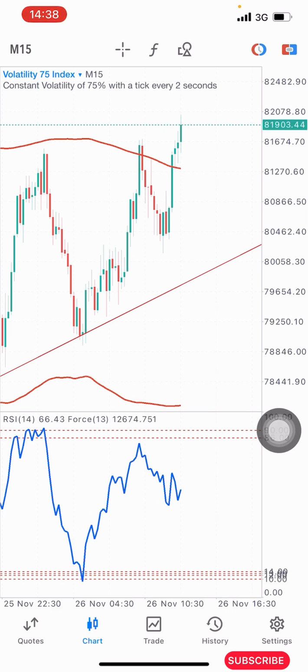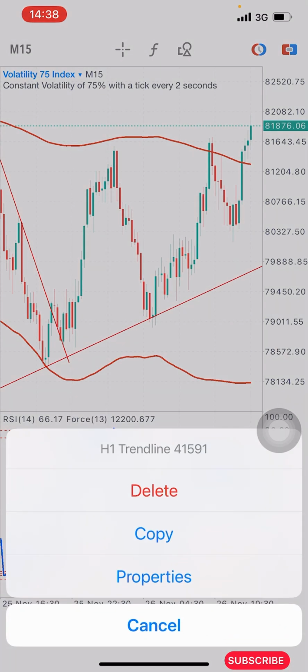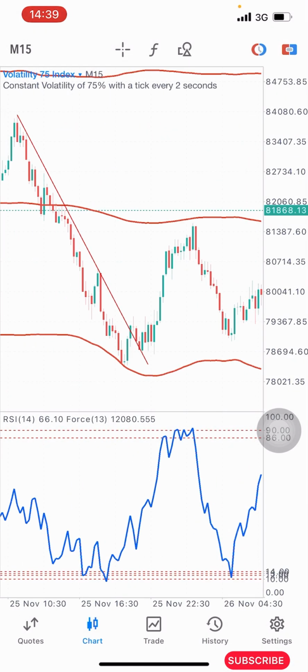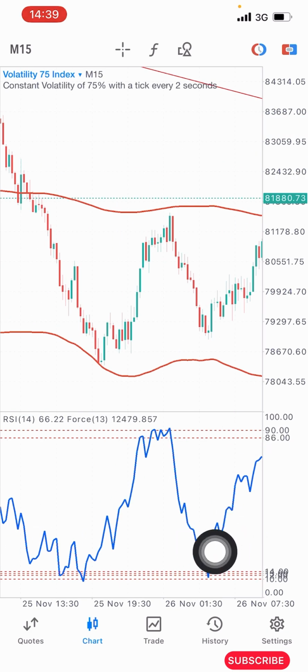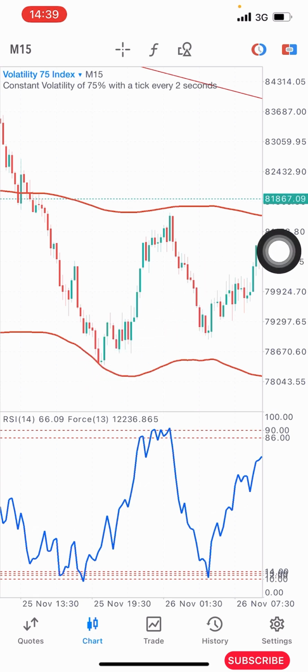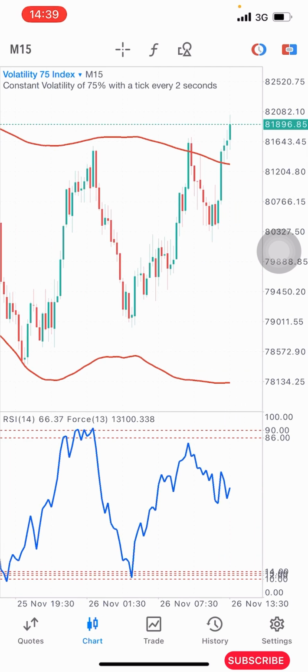So guys, this is a very simple strategy to understand. If you don't know how to draw your trend line, you can just use the Bollinger bands line to get your confirmation. You can just use this indicator and the Bollinger band line to get your conditions, and then you take your entries based on them. So it's as simple as that. That is how the strategy works.